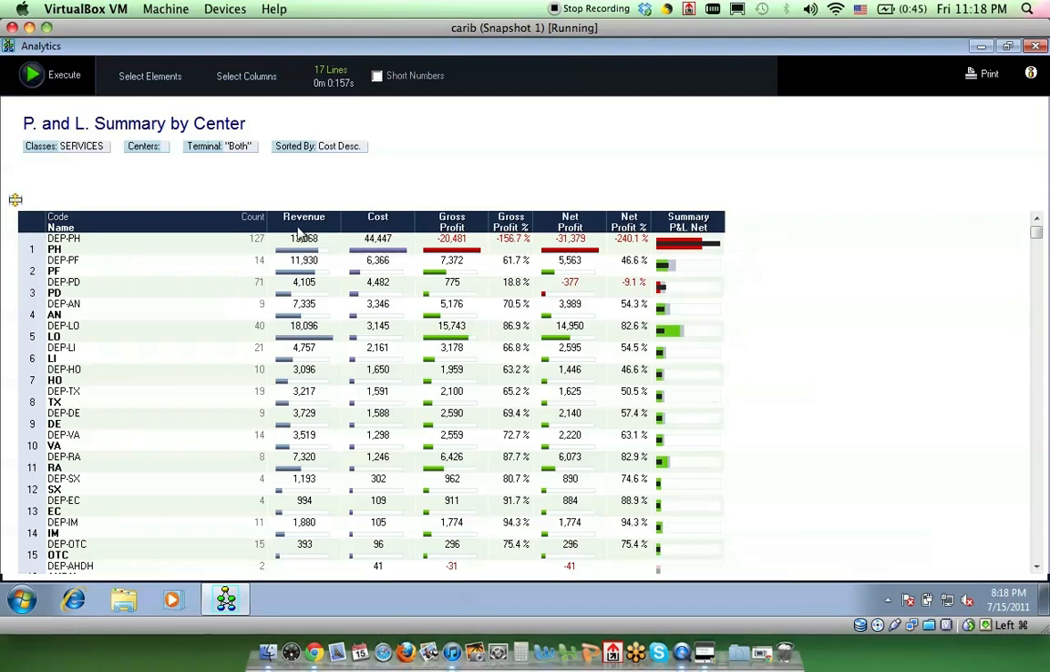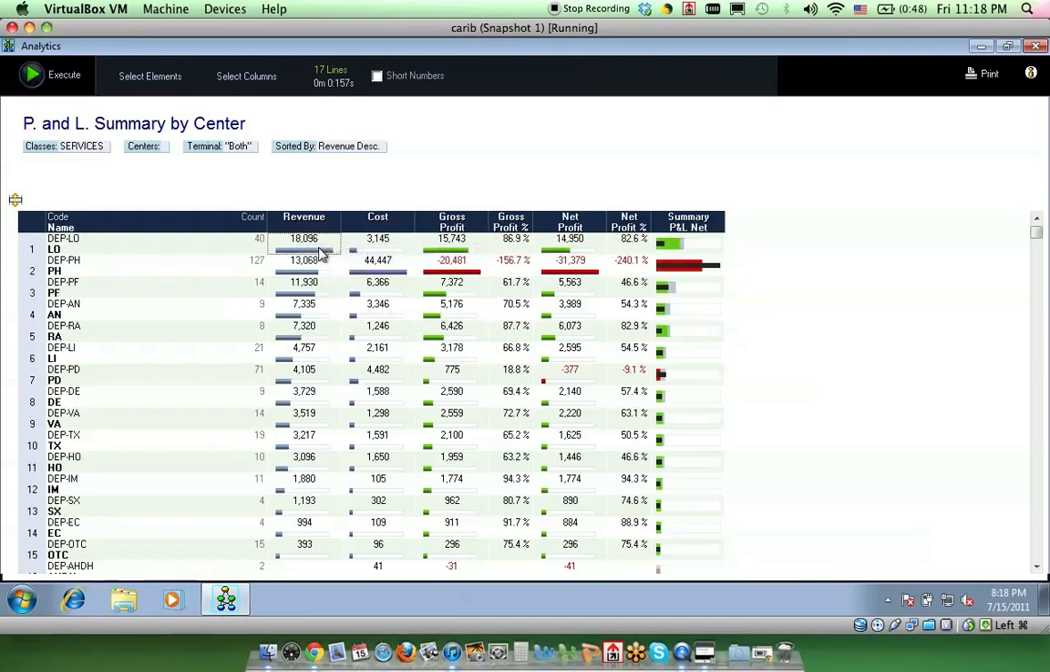So I'm going to go to revenue and click on the revenue column and say sort descending. So what I've done here is I've taken the actual highest revenue departments and put them up front, and the lowest revenue departments are below.